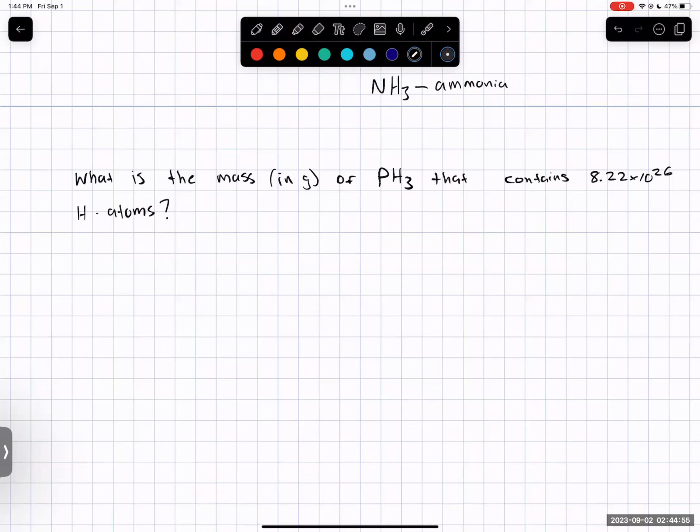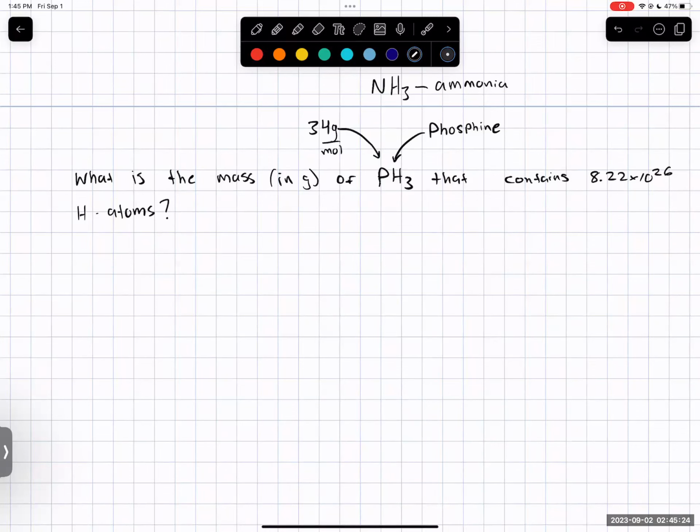Anyone know what it is? Well, phosphate is PO4 3-. It's phosphine. Chemistry is weird. There's a phosphate, a phosphine, a phosgene. Yeah, so phosphine. And the molar mass of phosphine is 34.